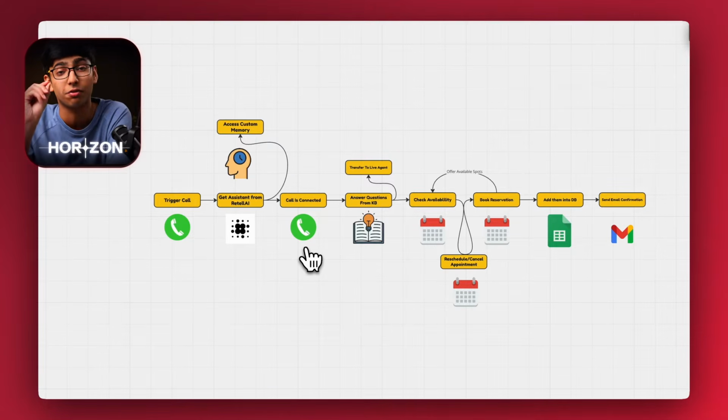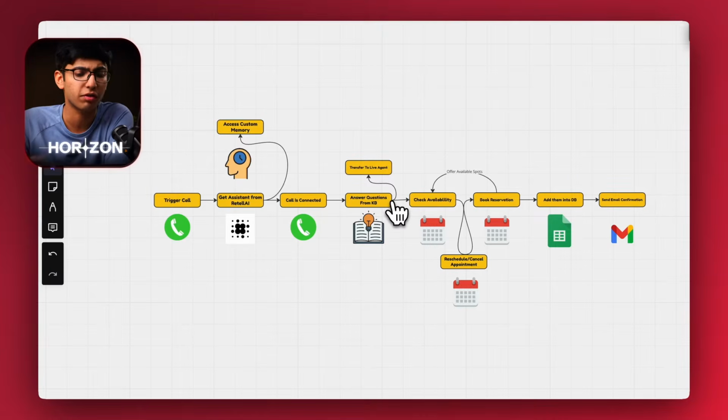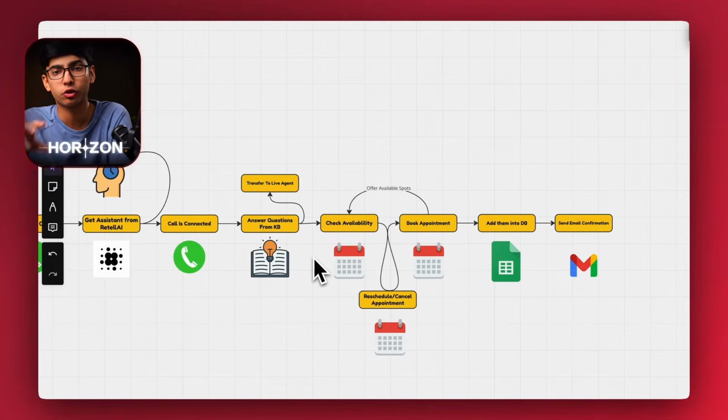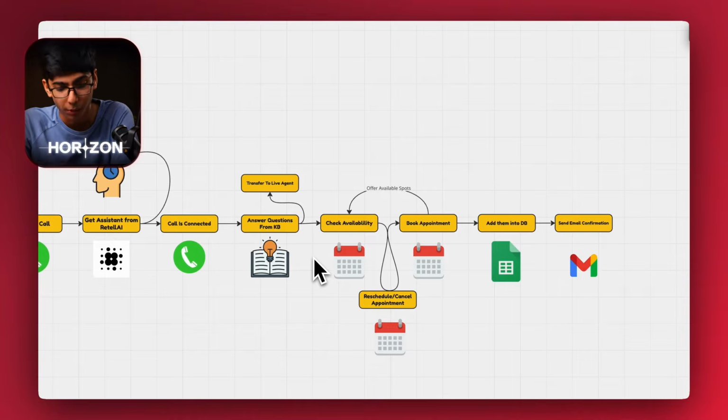And Retell AI has a very fun feature in which you can actually connect your website page to it as well, so that it can live extract data from your website. And yeah, obviously we have the ability to transfer to a live agent, transfer to our manager if you need. That's basic. And next we got the main functions or the tools that this assistant will have. We got the check availability, we have the book appointment, and then we have the reschedule or cancel the appointment.